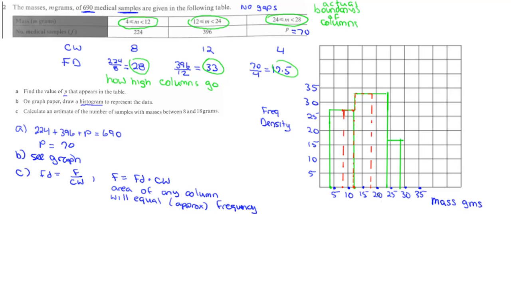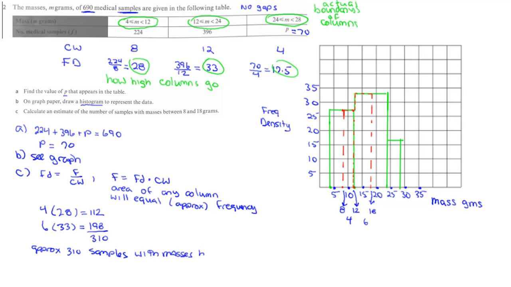So like I said, this goes from 8 to 12. Let's go ahead and mark this in, 8 and 12. There's a difference of 4, so this has a base of 4, and the height we already know went up to 28. So 4 times 28 is 112. Then here we're going from 12 to 18. That's got a height of 33, so 6 times 33 is 198. Altogether we've got 310. So approximately 310 samples were between 8 and 18 grams. Okay, I hope that makes sense.